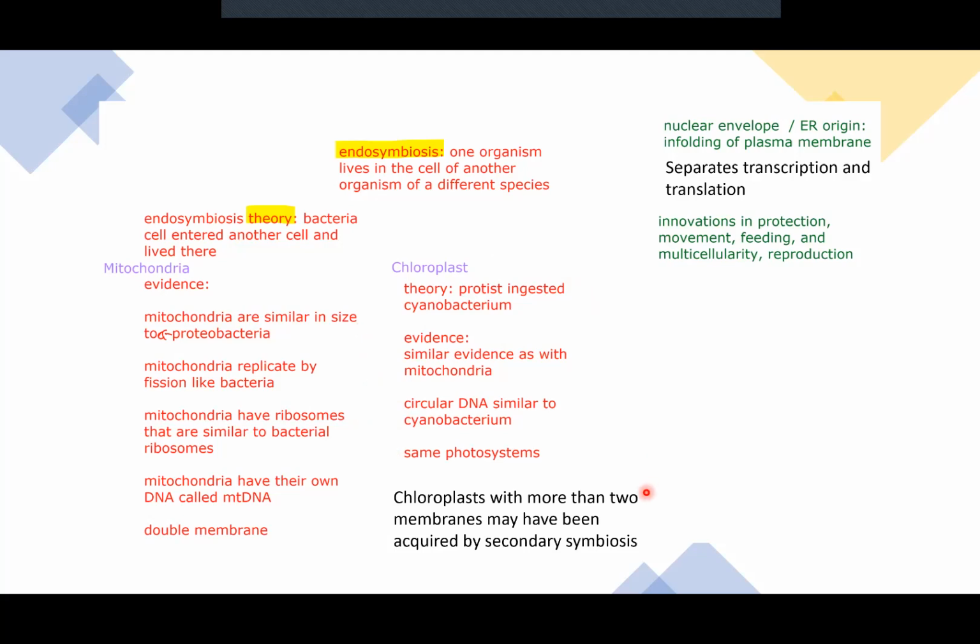And then another thing mentioned in the book was that chloroplasts with their multiple membranes may have been acquired by secondary symbiosis, which basically means endosymbiosis occurred twice. So you had one organism entering another cell. So then you have that, let's call it a huge home cell. Then that cell was ingested, or it entered another cell. So you have a cell within a cell within a cell.